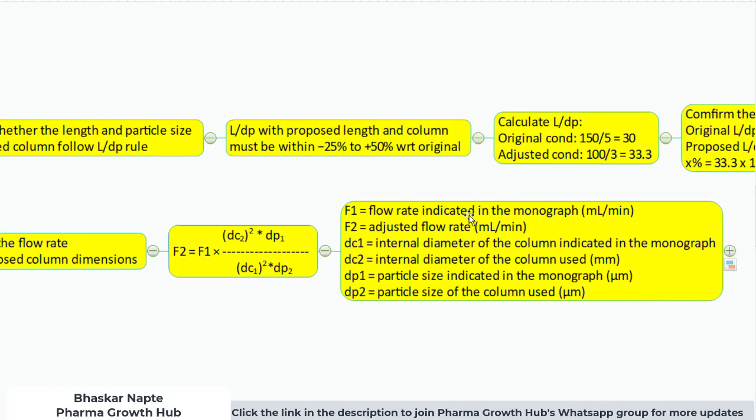F1 stands for the flow rate indicated in the monograph method. F2 indicates the adjusted flow rate. DC1 indicates the internal diameter of the column indicated in the monograph. DC2 stands for the internal diameter of the column used. DP1 stands for the particle size indicated in the monograph method column, and DP2 stands for the particle size of the column used or proposed.